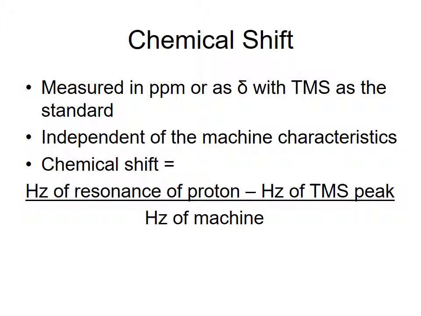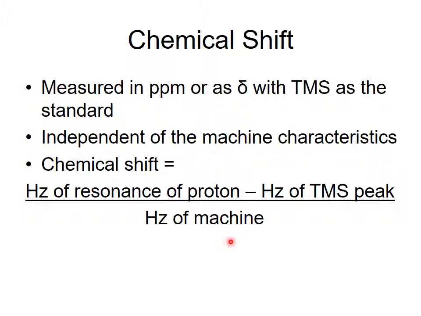Okay, the chemical shift is measured in parts per million, or we use the symbol del, with TMS as a standard, and TMS is always a standard. And because the amount of energy that is required to make the nuclei flip depends on the magnetic field, and some machines have a huge magnet and some machines have smaller magnets.